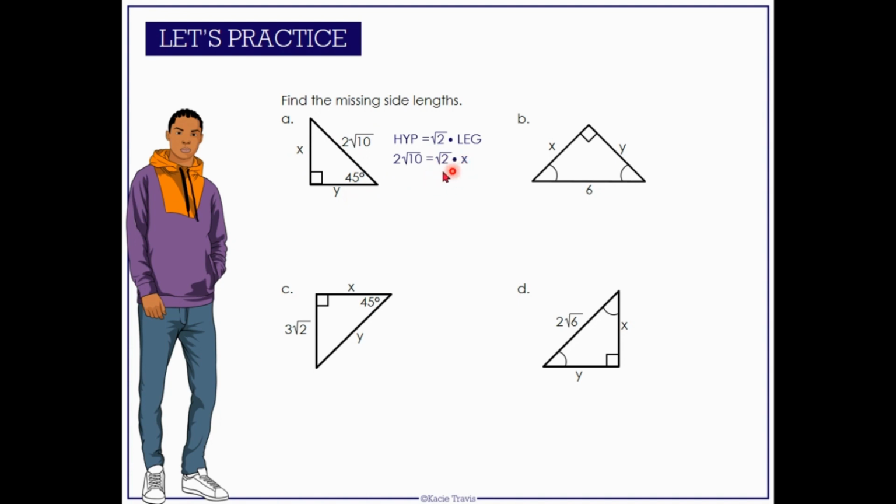Now, working backwards, you got to get x by itself. Do some division. You get 2 square root of 5 as your x. Now, since this represents your other leg, which is y, is also 2 square root of 5. So again, you can use this little shortcut here to find your other missing parts for this type of triangle.